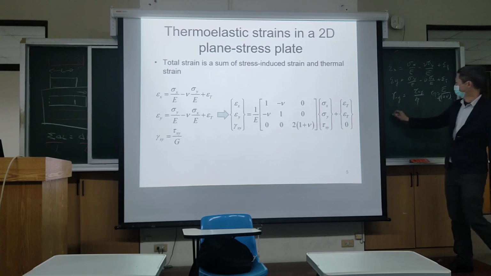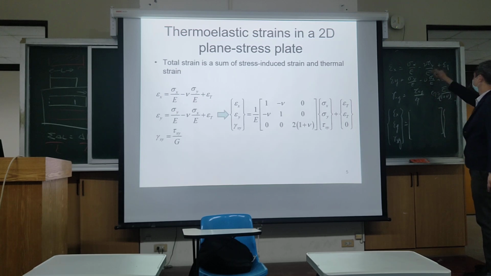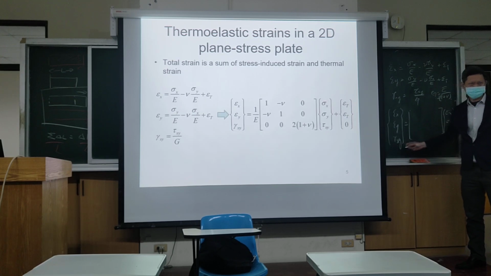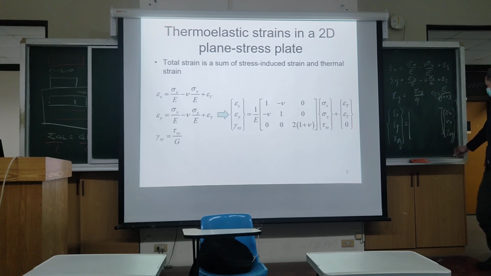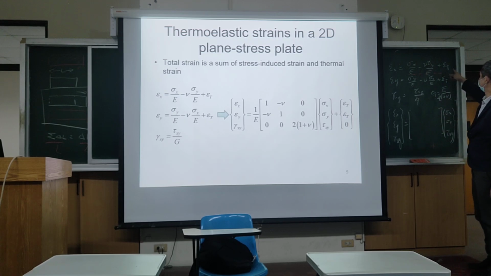Okay? Now you want to write them in the matrix form. Before you write them in the matrix form, please get the terms in order first. Okay? You have first the strain vector, and then on the right hand side you have the stress vector. Then what you need to do is just fill up the matrices. Okay? So here, one more vector. Okay, that was caused by the strain, the thermally induced strain.